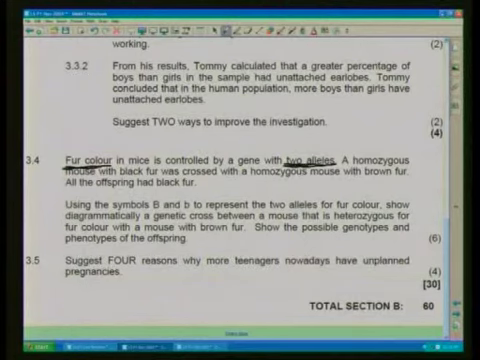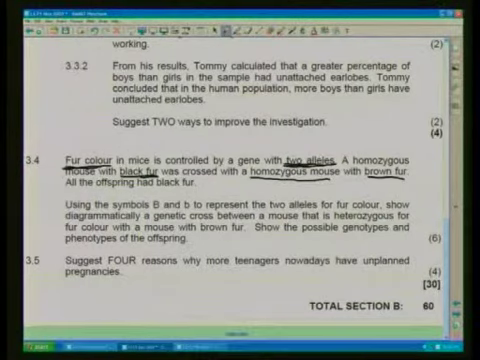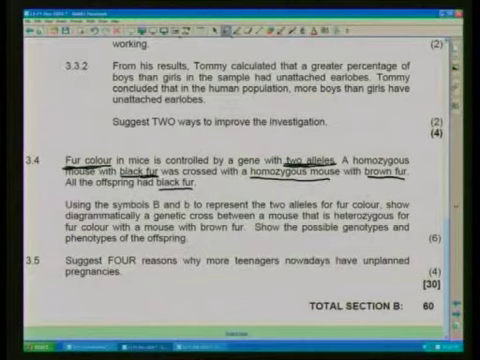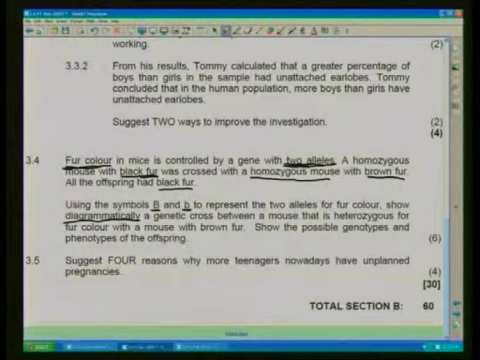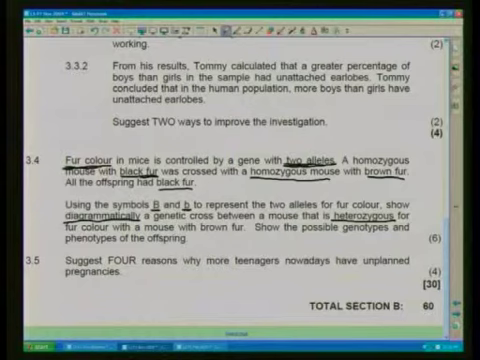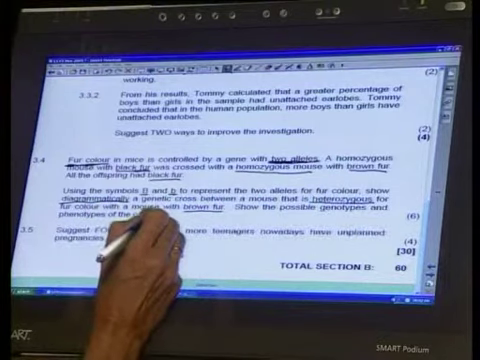A homozygous mouse with black fur was crossed with a homozygous mouse with brown fur. All offspring had black fur. All right, now it says, using the symbols big B and little b to represent the 2 alleles for fur color, show diagrammatically a genetic cross between a mouse who is heterozygous for fur color and a mouse with brown fur color. Show the possible genotypes and phenotypes of the offspring.